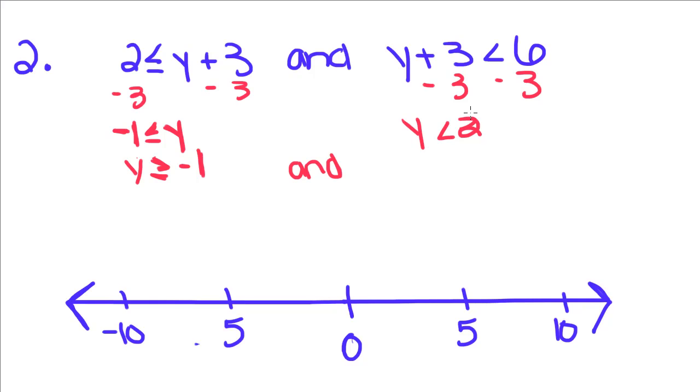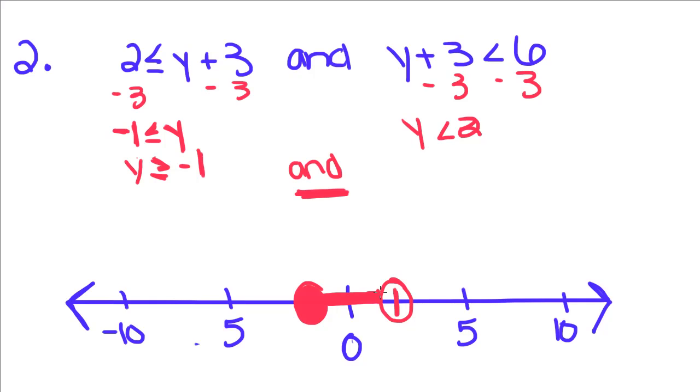So first thing we're going to do is plot our points. 2 is about right there. Negative 1's about right there. And this one's greater than or equal to negative 1, so we're going to have a closed circle. Now, this "and" right here is going to join these two inequalities together. And we're going to shade the area in between these two circles. Because "and" means the same thing that it does when you're talking.